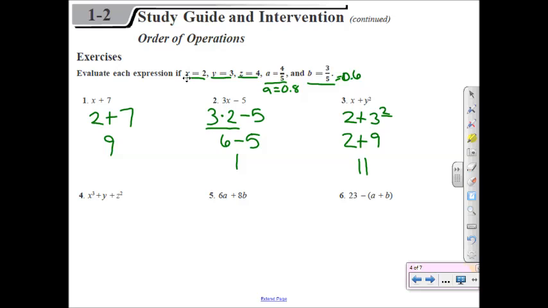So x cubed is 2. X is 2 cubed plus y is 3 plus z is 4 squared. 2 cubed means 2 times 2 times 2, which is 8, plus 3, and 4 squared means 4 times 4, which is 16. And then addition, we just move from left to right. 8 plus 3 is 11. 11 plus 16 is 27.